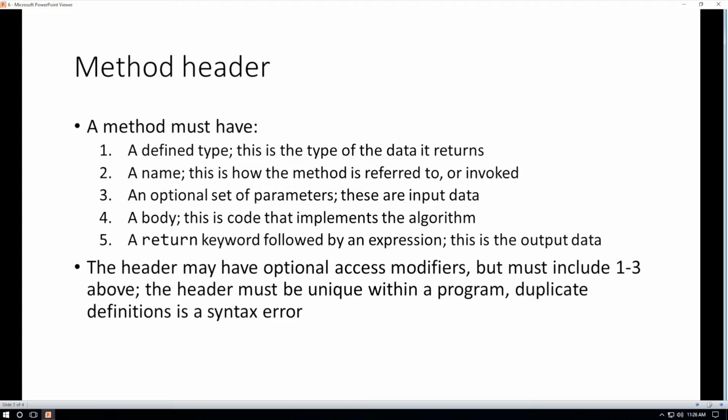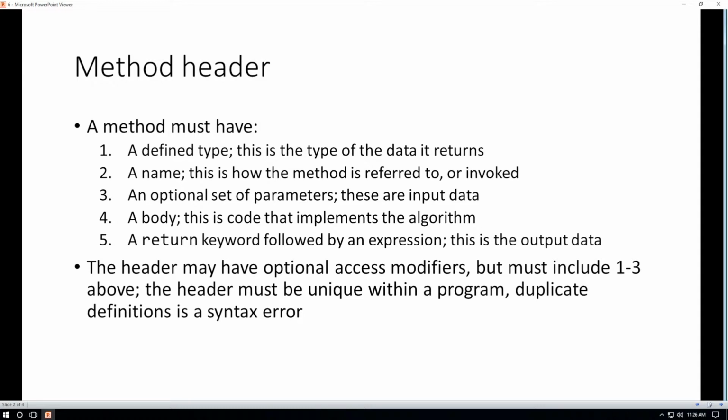A method needs to have a body, otherwise why have a method? The body is the code that does the computation or the function we care about. It implements an algorithm. An algorithm is a set of steps that accomplishes a solution to a problem. If we're returning a value, we must have a return keyword followed by an expression. A header may have optional access modifiers, but must include 1 through 3.